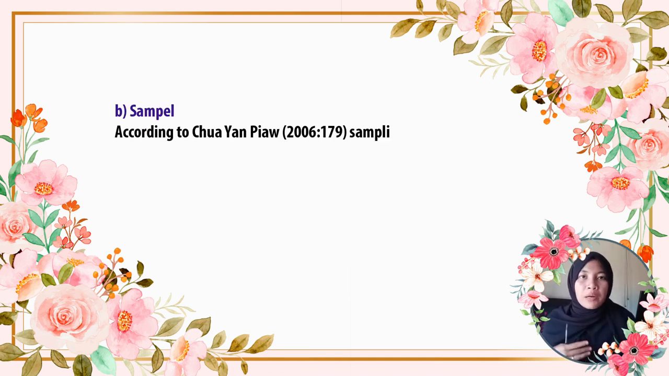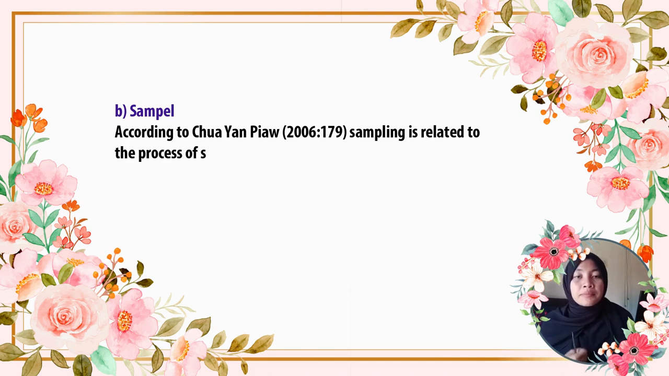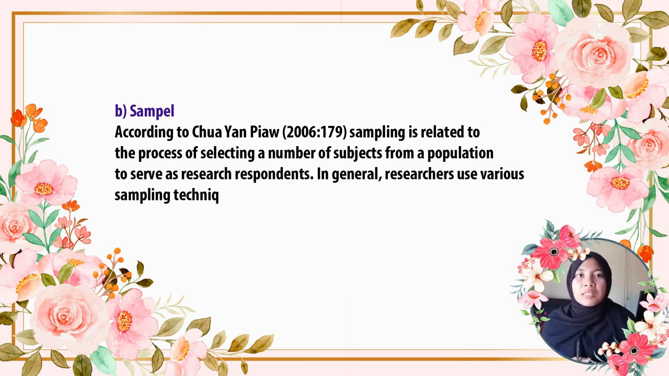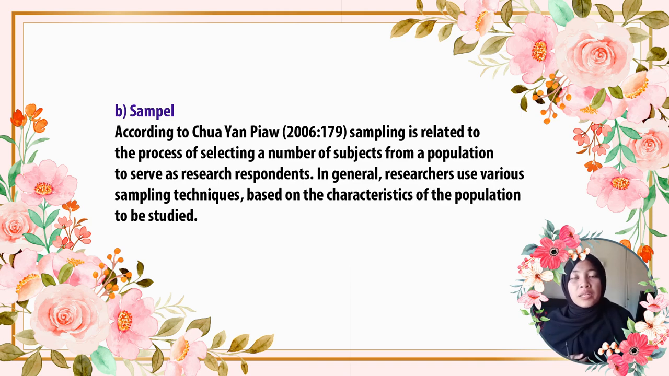According to Choi and Piao, 2006, sampling is related to the process of selecting a number of subjects from a population to serve as research respondents. In general, researchers use various sampling techniques based on the characteristics of the population to be studied.